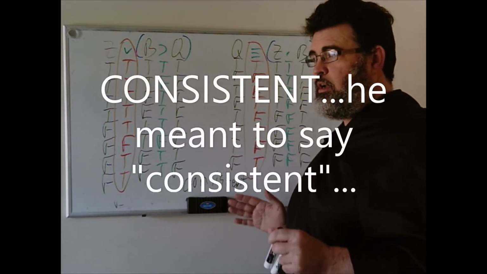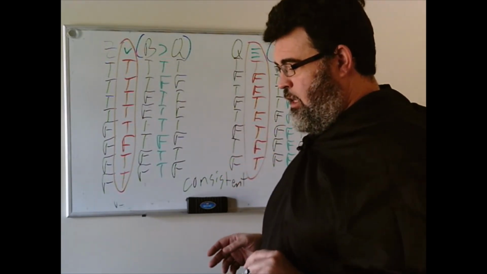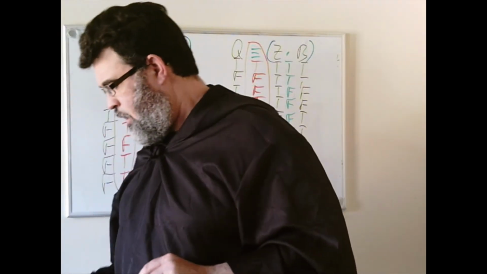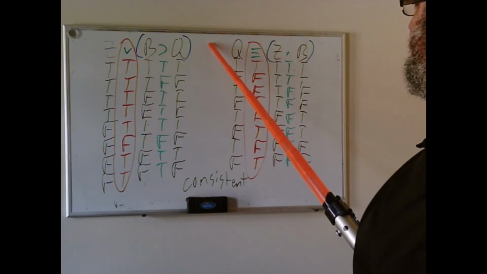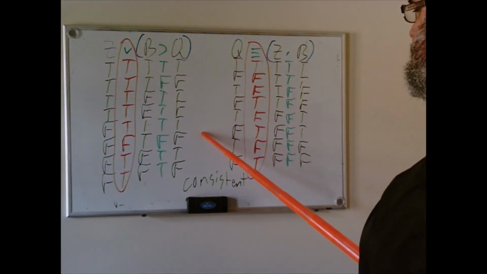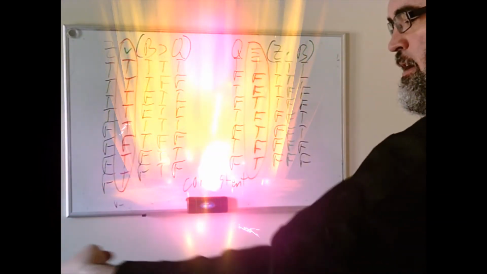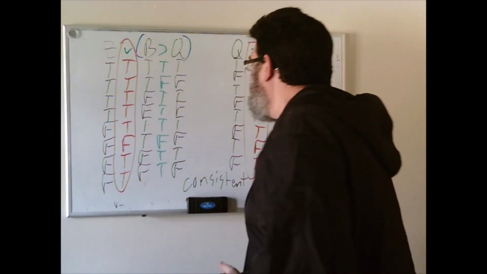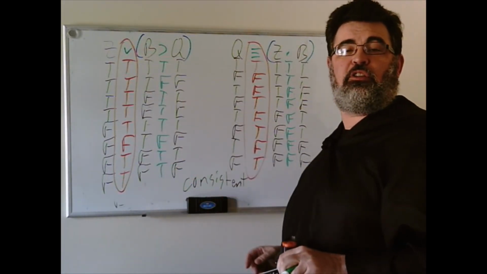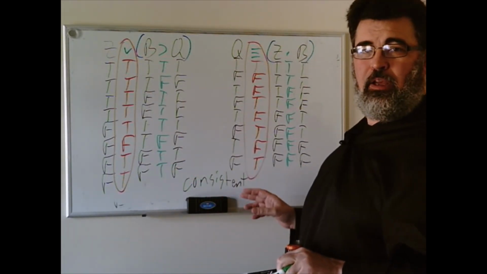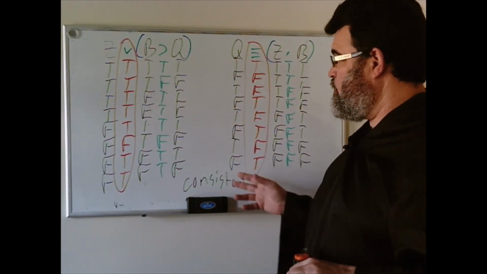And that's how you compare two propositions to each other. Now, when you're doing this, you want to make sure that you have some space between the two propositions. Oh, I probably should not have used my lightsaber on the board there. But you want some space so you don't get the two propositions confused with each other. So that's how you construct truth tables, and that's how you analyze them, and that's how you compare them.